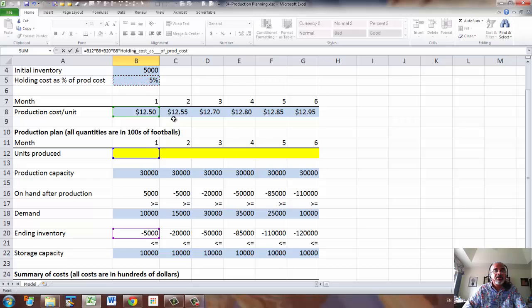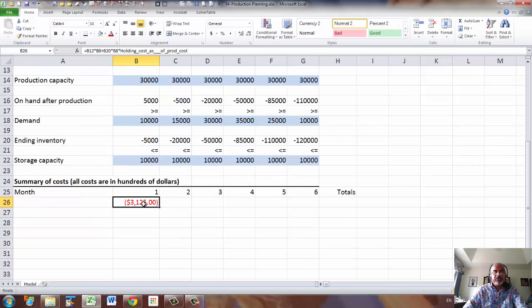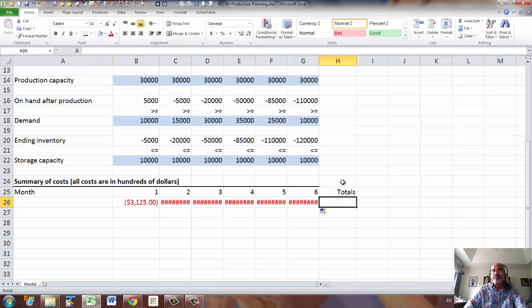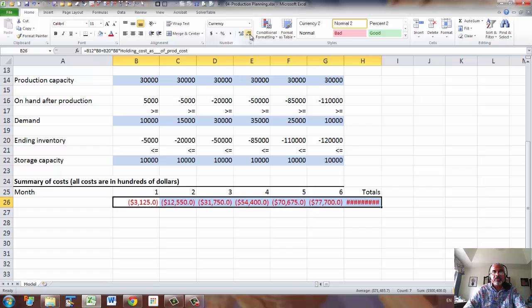Holding cost is that percent of the production cost. Copy that across. And then you sum. Now let's remove the decimal places, and that will make all the numbers appear.